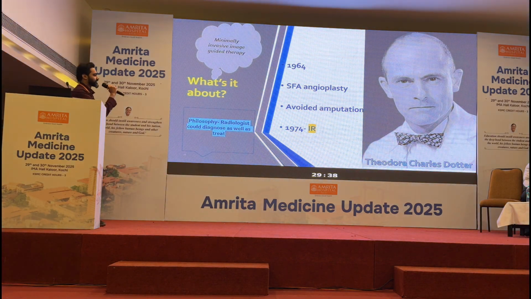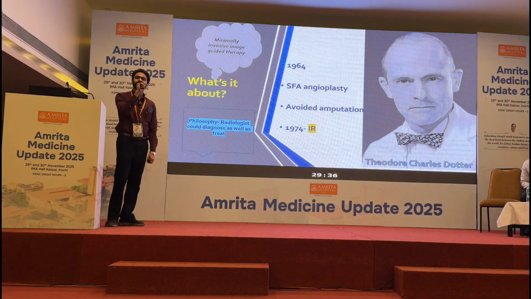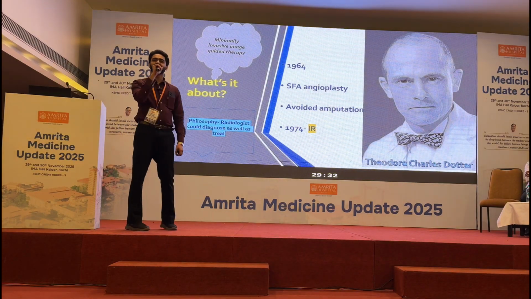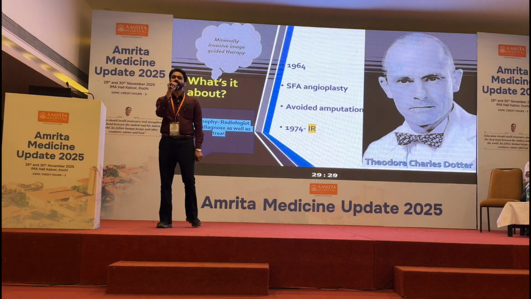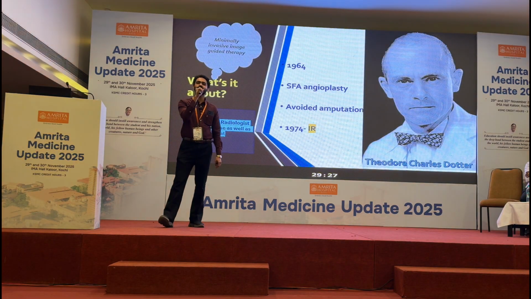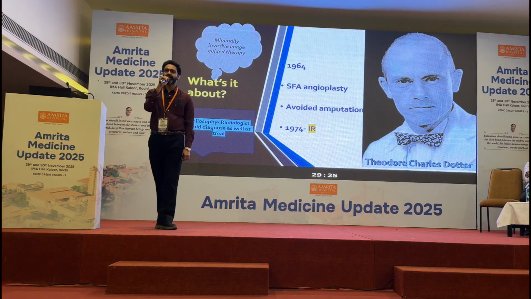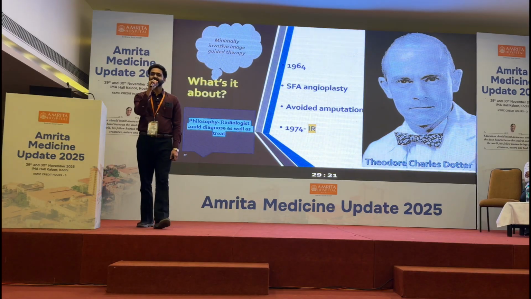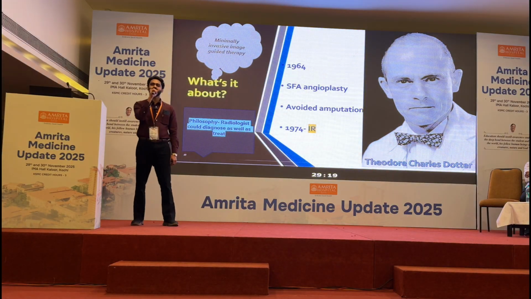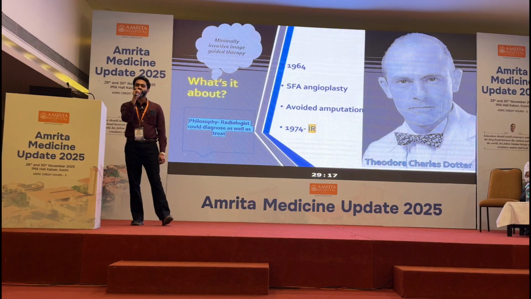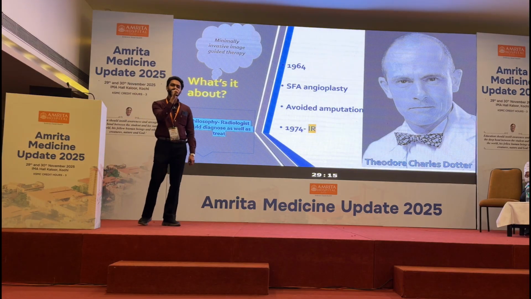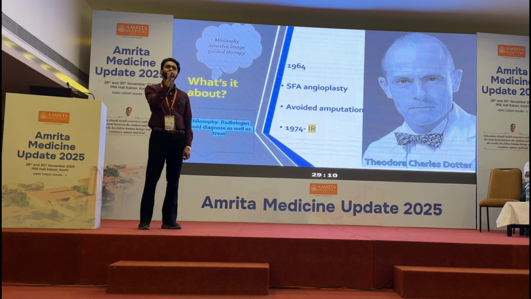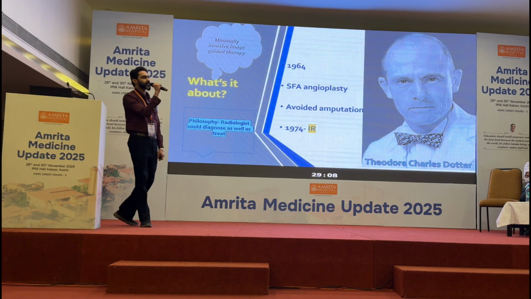Now, this is Dr. Charles Dotter. He's the father of interventional radiology. And he once said, and I quote him, that if you're not going to do something just because it has never been done in the past, then think again. And he's the one who first did the peripheral angioplasty back in the year 1964, for a lady who had PVOD, peripheral vascular occlusive disease, and he rescued her from being amputated.